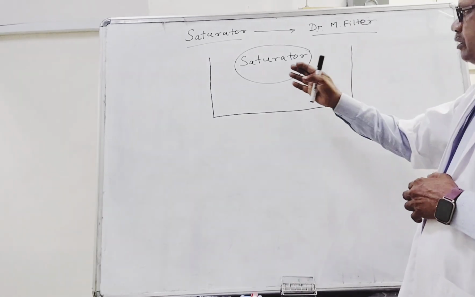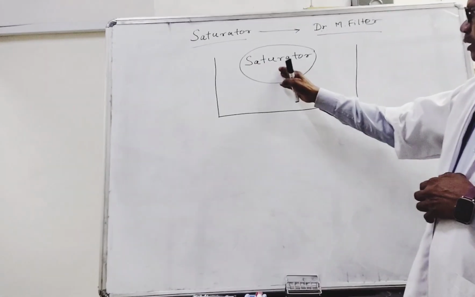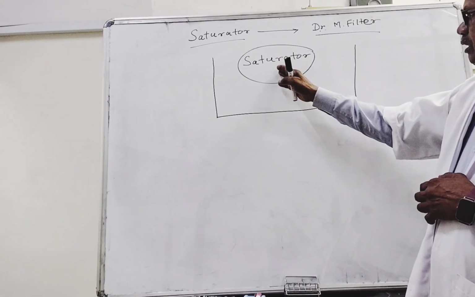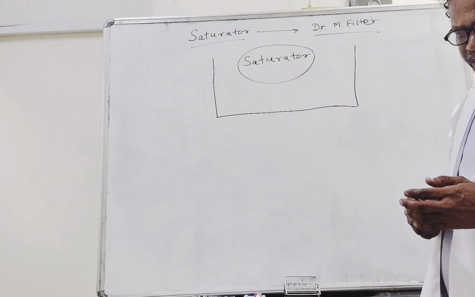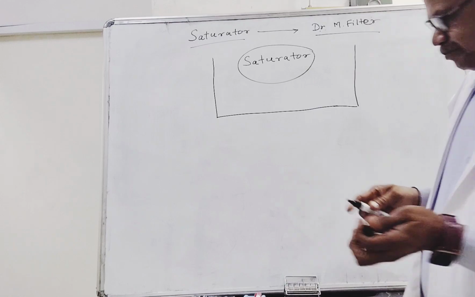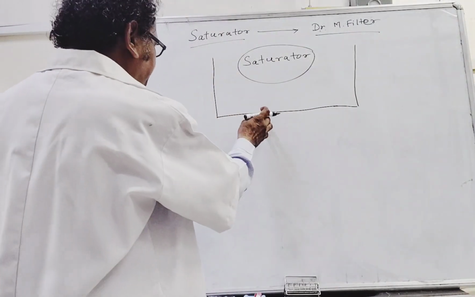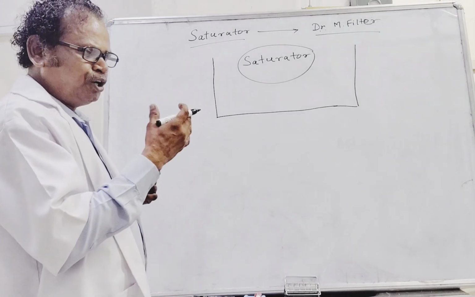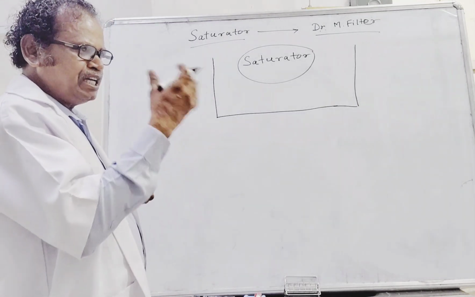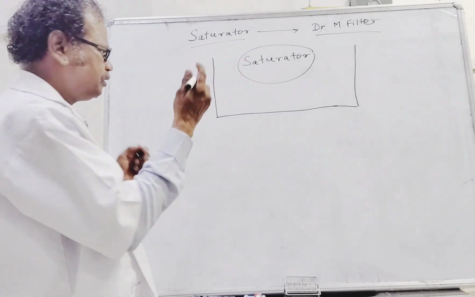Now we will discuss the saturator. Why is this word saturator? You see it. Saturated means when the ionic product of a salt is equal to the Ksp value of that salt.